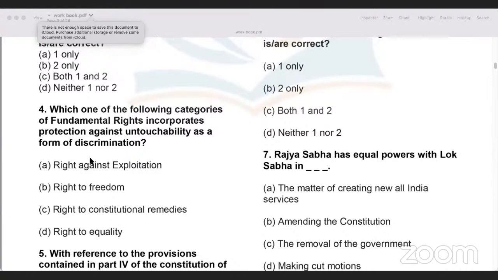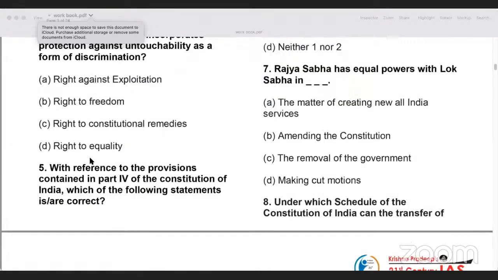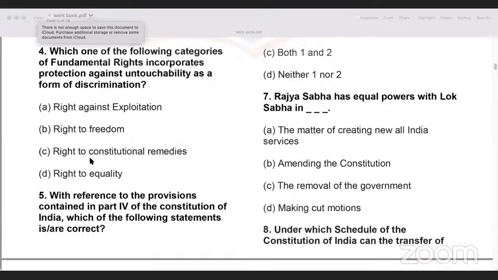So under the right to equality, untouchability is prohibited. Discrimination on grounds of untouchability is prohibited. So the answer is D. And the fifth question, with reference to the provisions contained in Part 4 of the Constitution. Part 4 of the Constitution means directive principles of state policy.